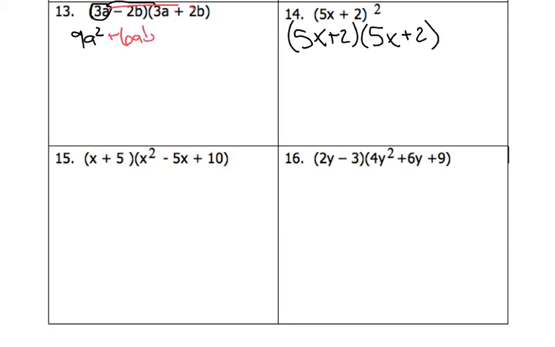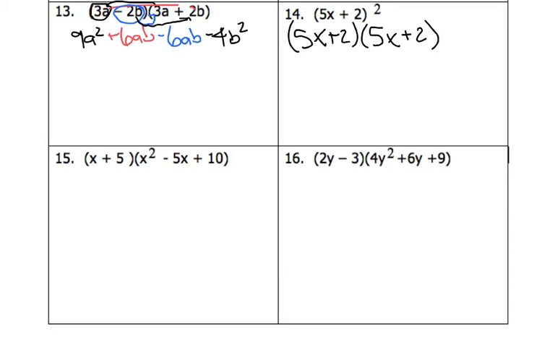Now for our innards, negative 2B times 3A. Negative 2 times 3 is negative 6. I have an A and a B, so I'm going to put AB. You could also write BA, because we're going in that order, but you totally don't have to. And then the last one is negative 2B times positive 2B. Well, negative 2 times positive 2 is a negative 4. You have B and a B, so that makes it B to the second power.